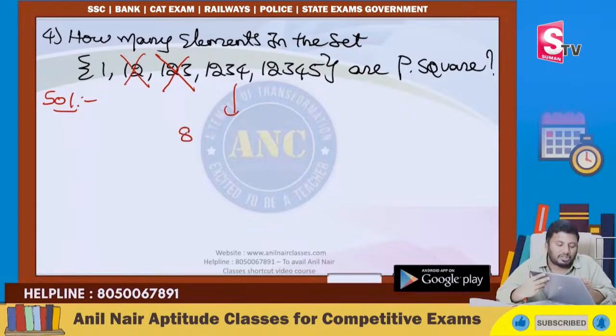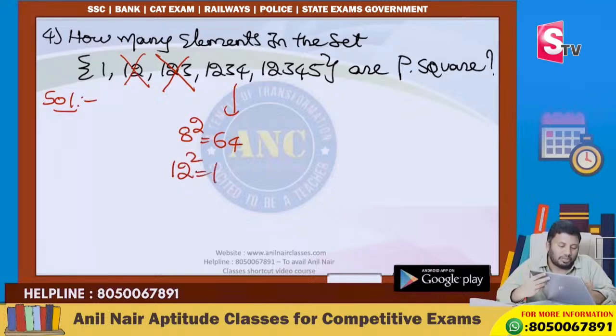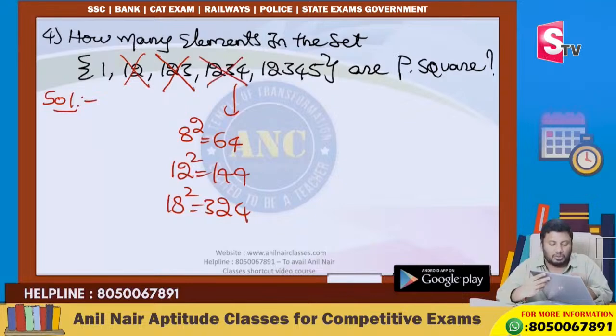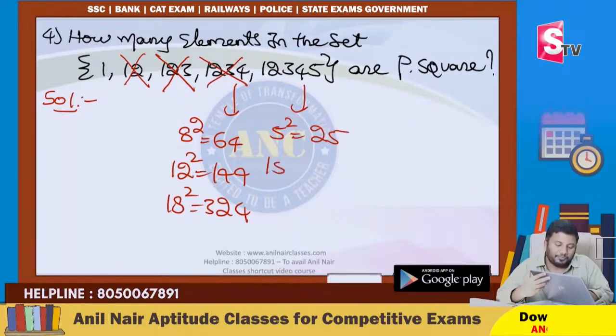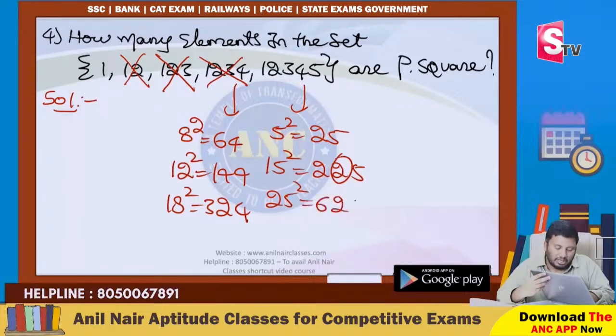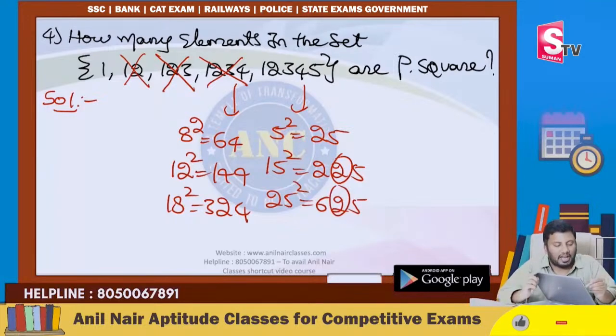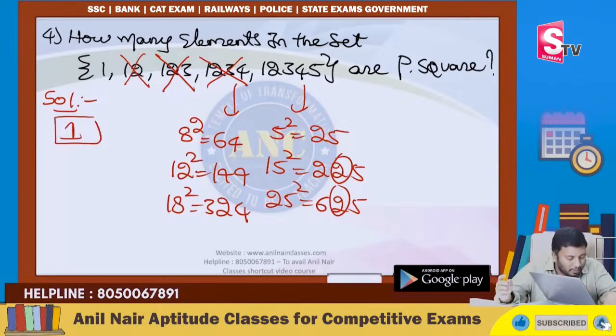Any perfect square ending with 4, like 8 squared is 64, 12 squared is 144, 18 squared is 324, the tens place has to be even. Any perfect square ending with 5, the tens place is always 2: 15 squared is 225, 25 squared is 625. Answer is 1. Only one element is a perfect square. I hope it is clear.